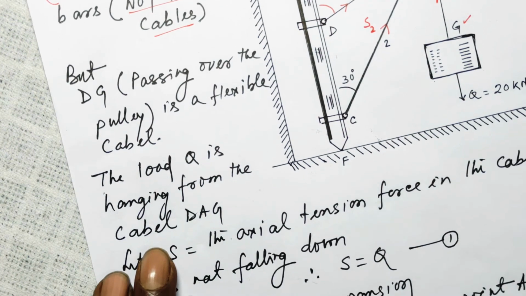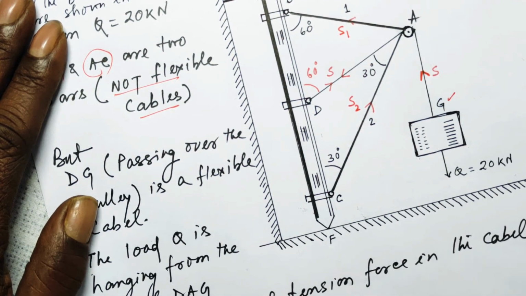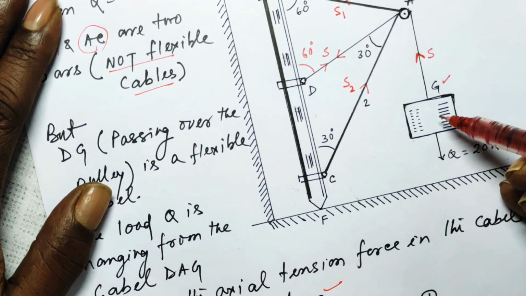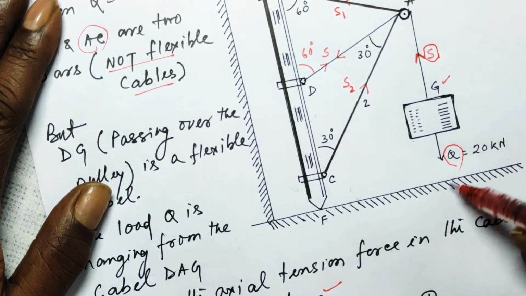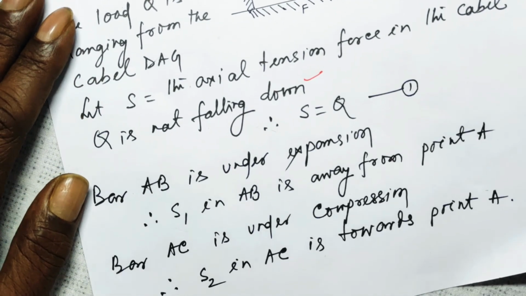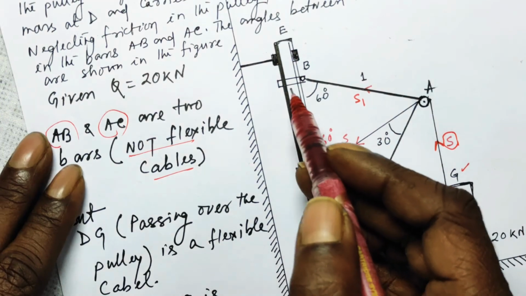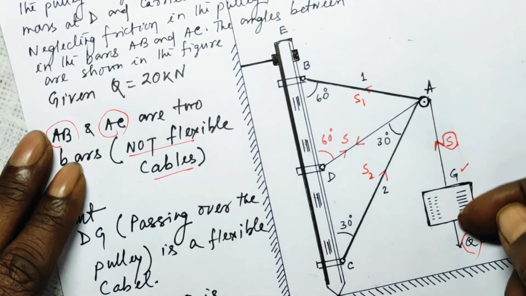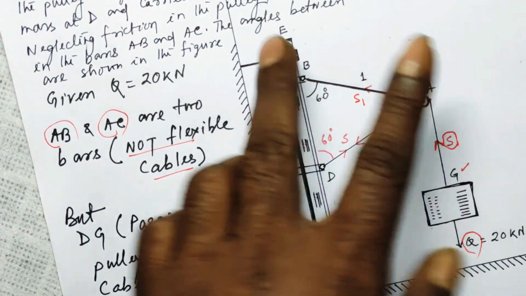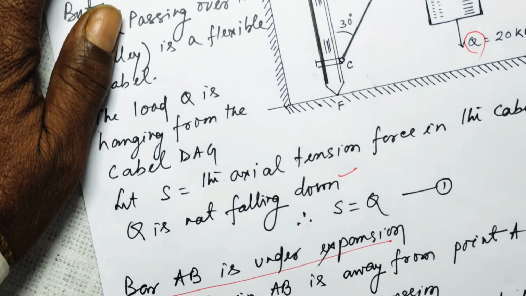The load Q is hanging from the cable DAG. Let S be the axial tension force in the cable. Now the argument is, since Q is not falling down, it is in equilibrium, meaning the net force on it is 0, so S must be equal to Q. So the first equation is S is equal to Q. Now what is to be understood here is these two points. Bar AB is under expansion. Look at the bar AB. Due to this arrangement, this weight is trying to pull it down, so bar AB is under expansion, and the bar AC is under compression. That is to be understood, then it is very simple.